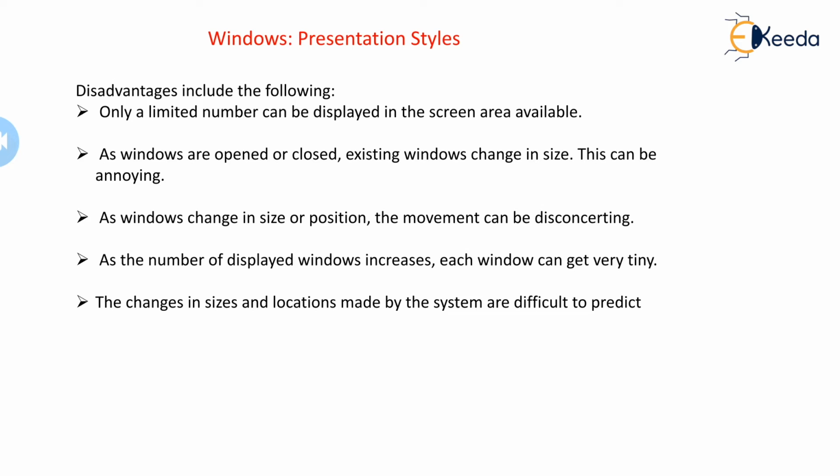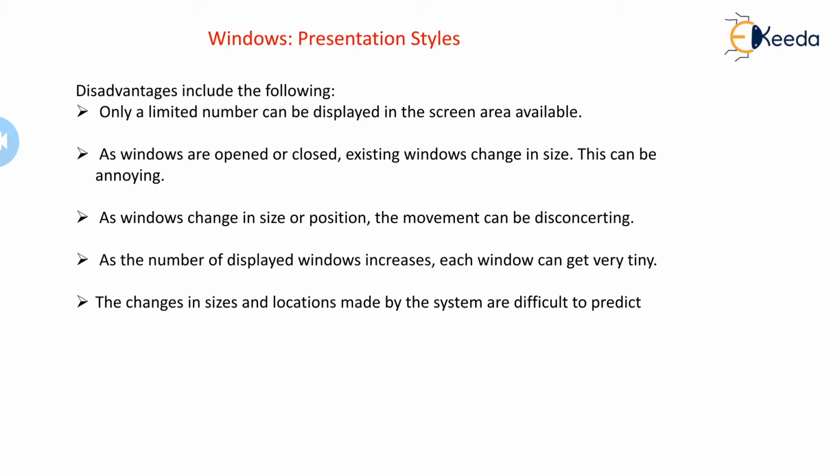Then we have certain disadvantages of tiled windows also. Only a limited number can be displayed in the available screen area, like two or three at most, or four to five, depending upon the screen size. Again, as windows are opened or closed, existing windows change in size. This can be annoying, as the window changes in size or position. As the number of displayed windows increases, each window gets very tiny, and its readability is affected.